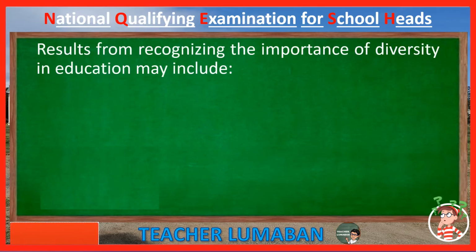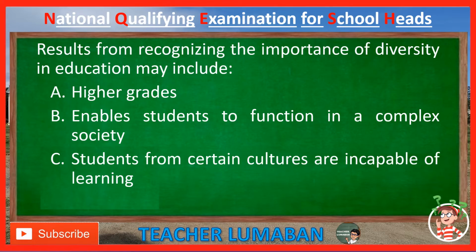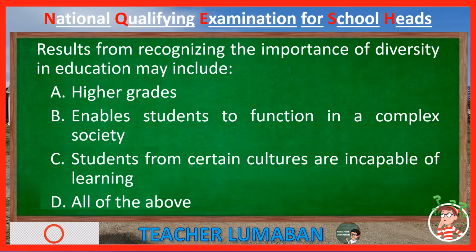Results from recognizing the importance of diversity in education may include: Letter A, higher grades. Letter B, enables students to function in a complex society. Letter C, students from certain cultures are incapable of learning. Letter D, all of the above. Choose the suitable answer based on the given choices in 5 seconds.